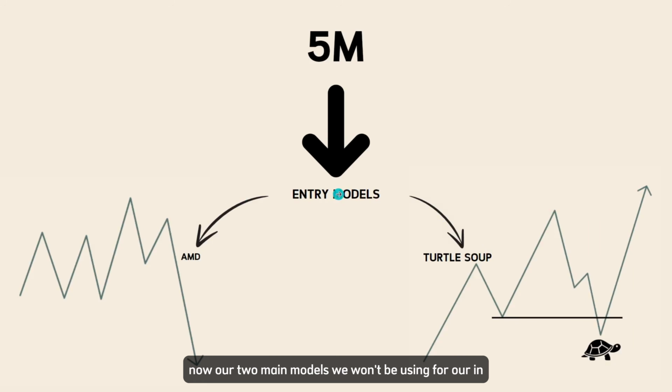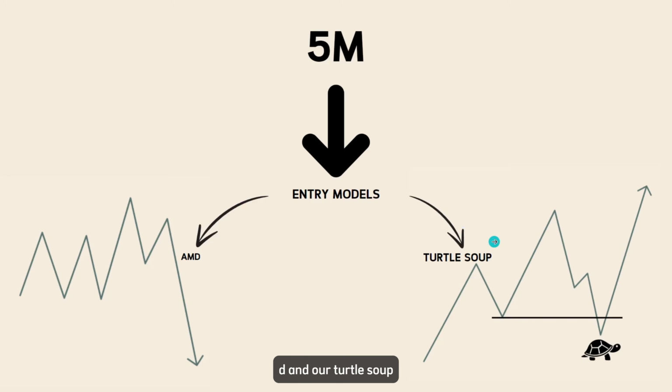Now, our two main models we want to be using for our entry are either going to be our AMD and our turtle soup. All of this also entails your change in state of delivery or market structure shift, okay?